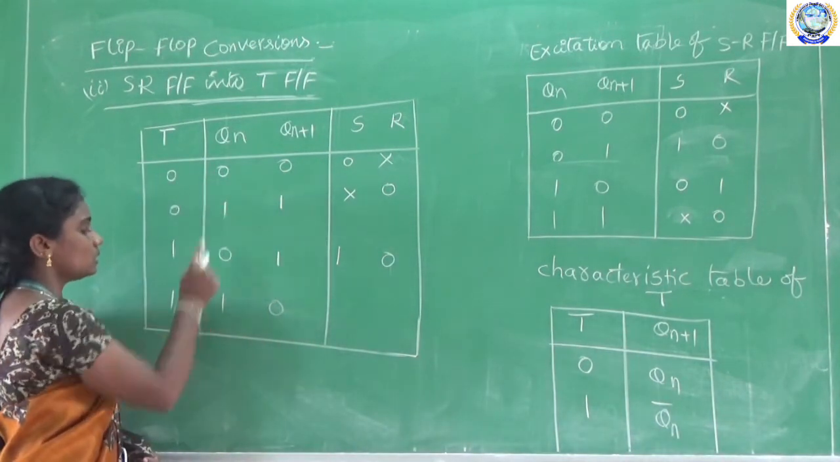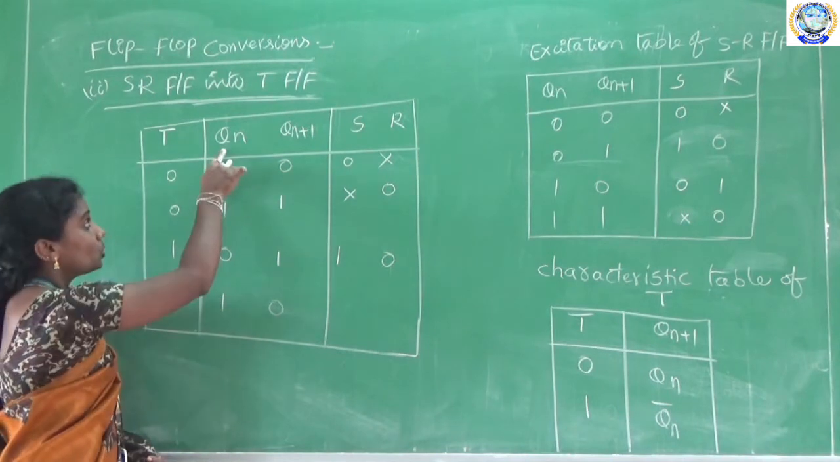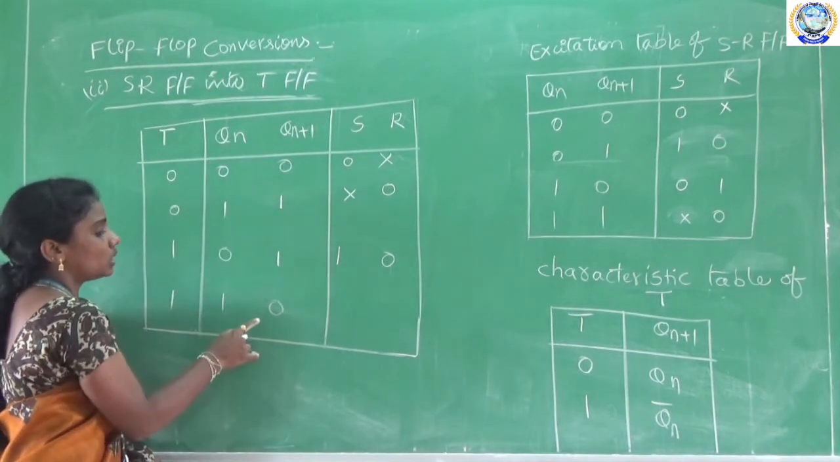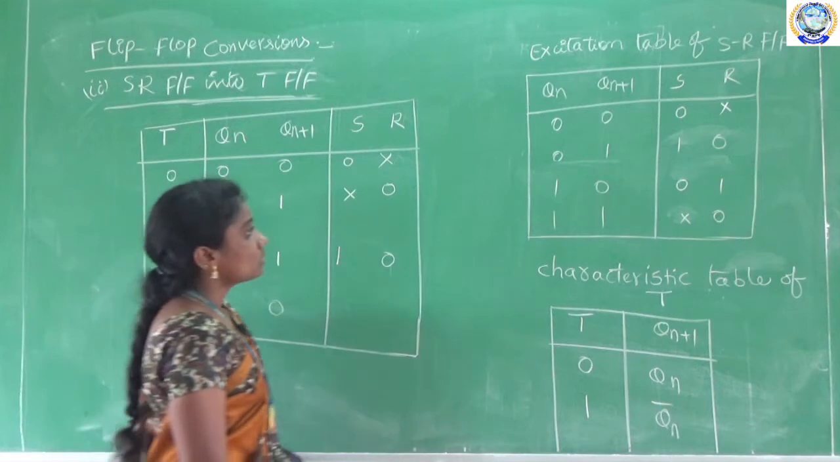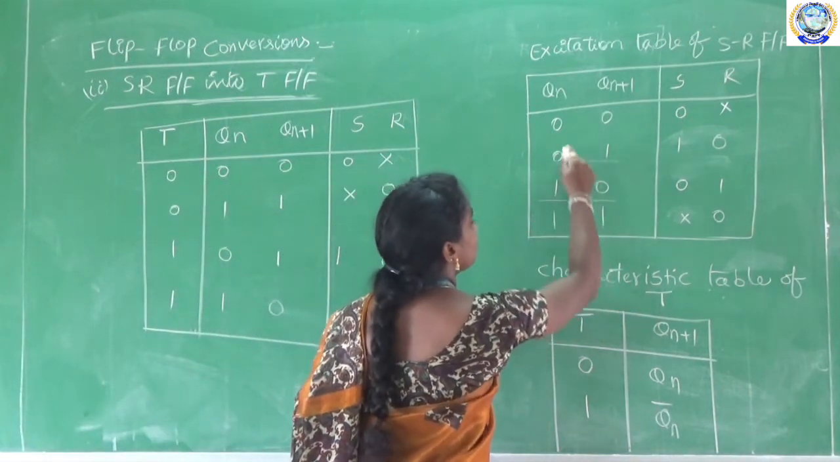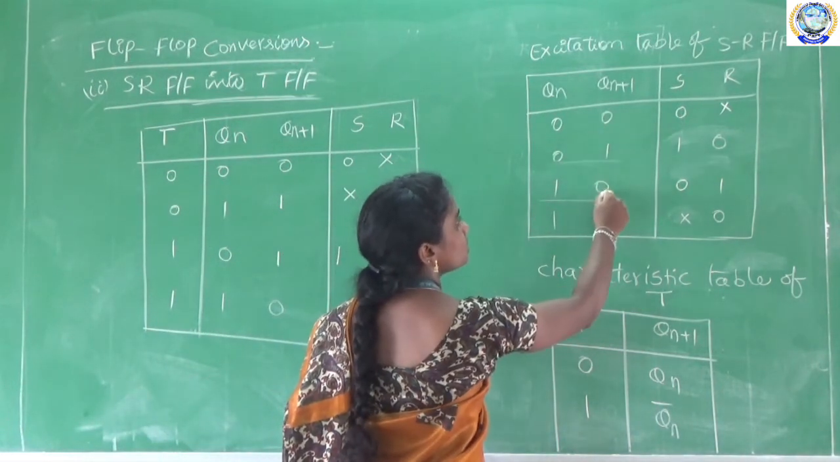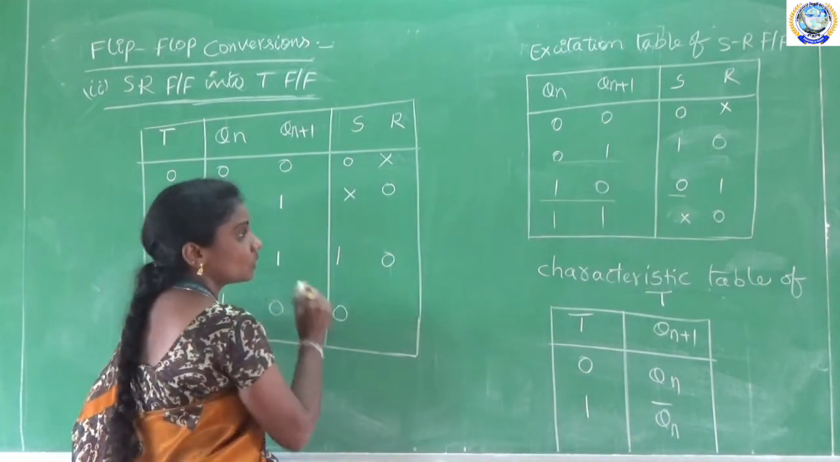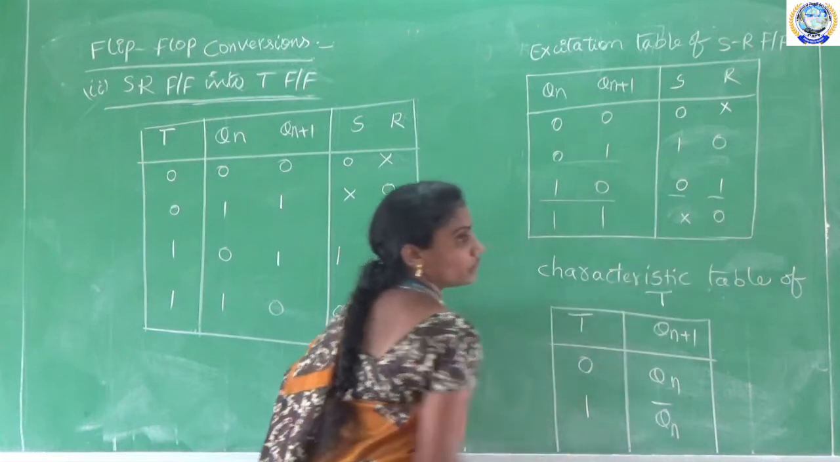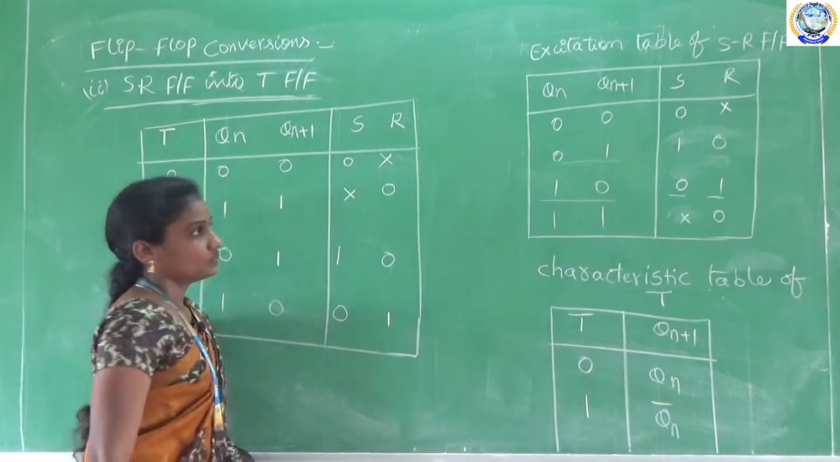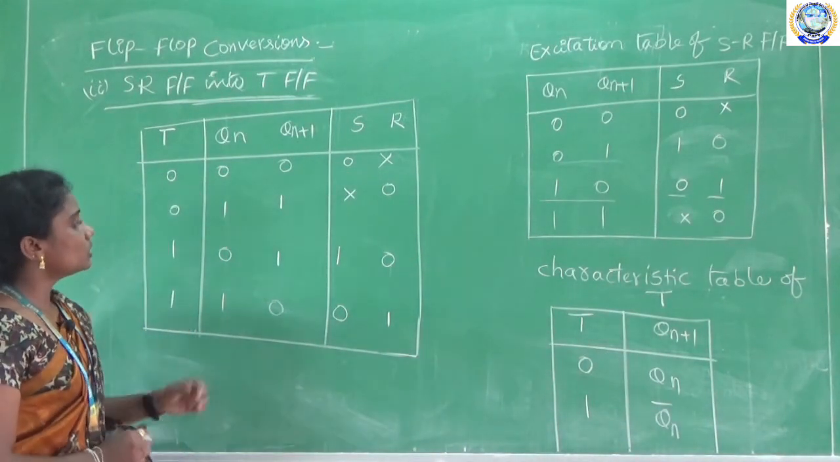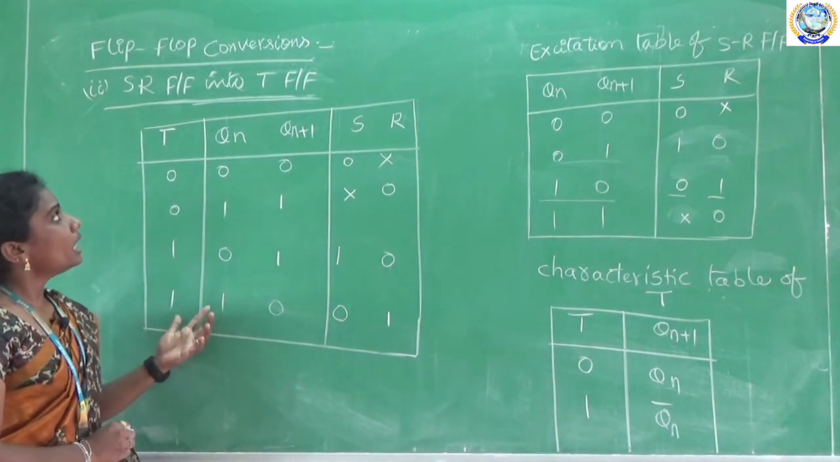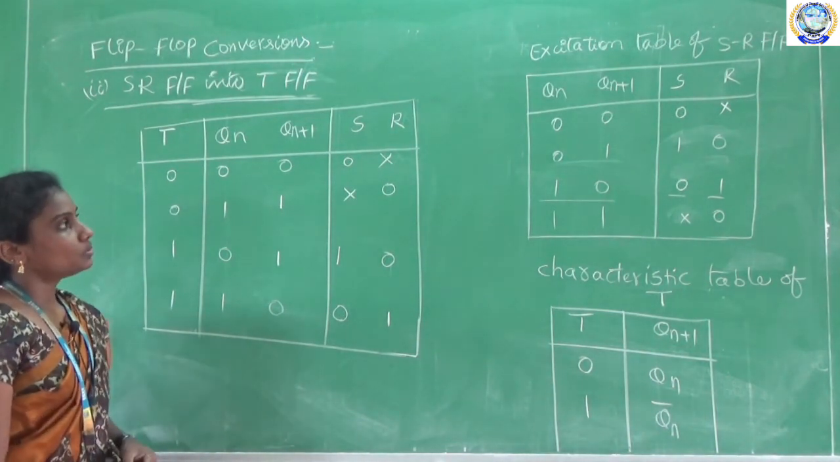Again, we need to consider the last condition. Qn equal to 1 and Qn plus 1 equal to 0. What is the S value? It is 0. What is the R value? It is equal to 1. So this is the conversion table from SR flip-flop to T flip-flop.